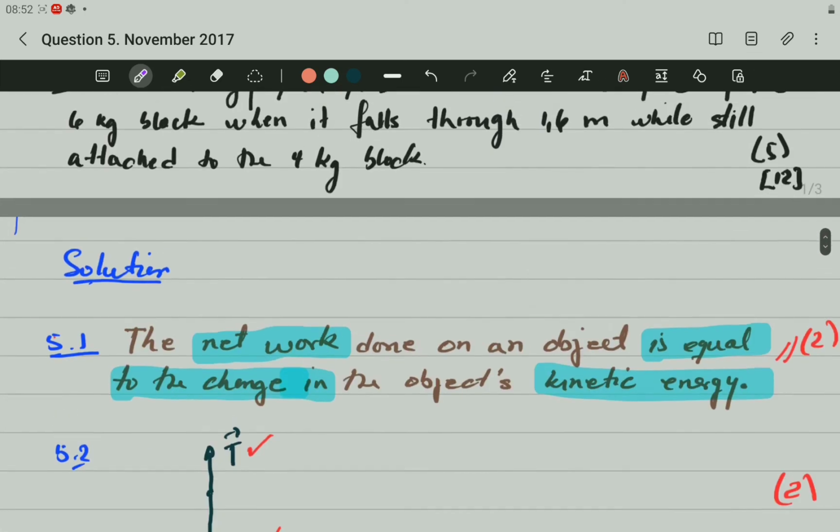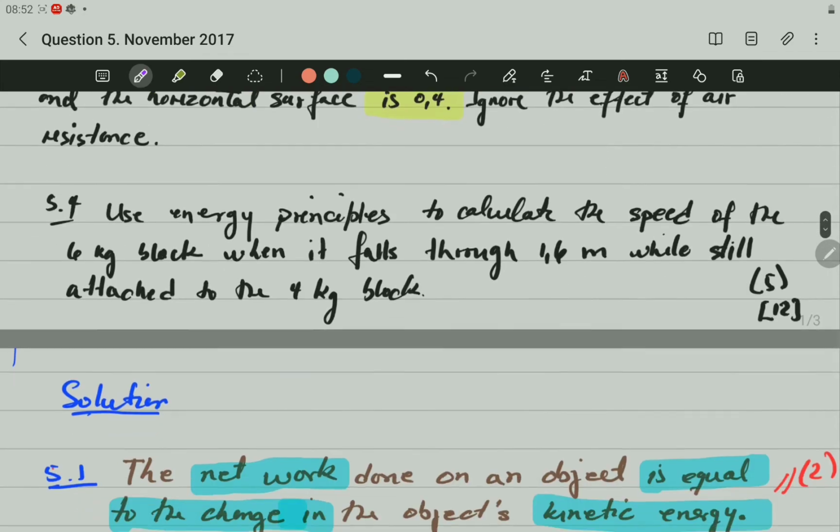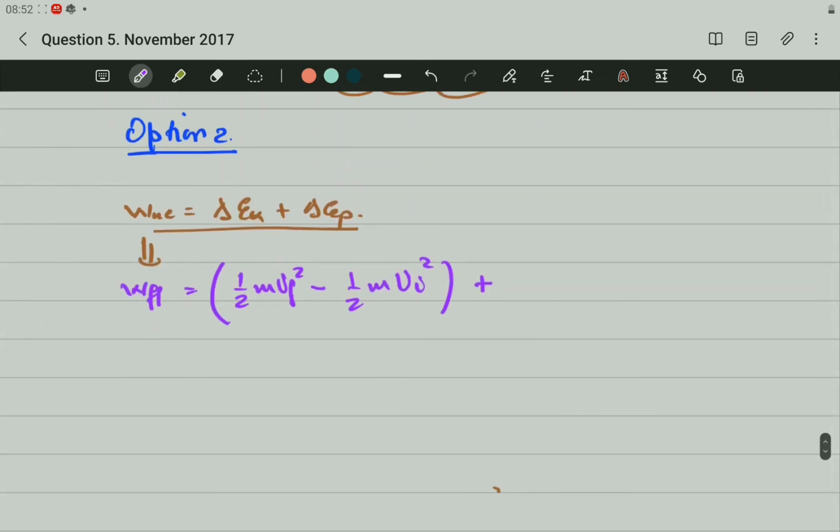So the first object, the 4 kilogram one, doesn't change potential energy because it stays along the same line. The height doesn't change. So when we use the change in potential energy, it's going to be only for the 6 kilogram block. So this is mass multiplied by acceleration due to gravity, final height, minus mass acceleration due to gravity, initial height. And this is only for the 6 kilogram block.